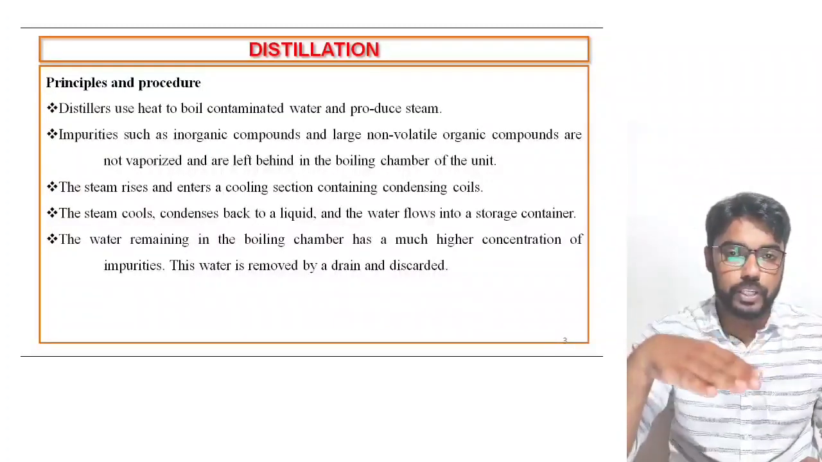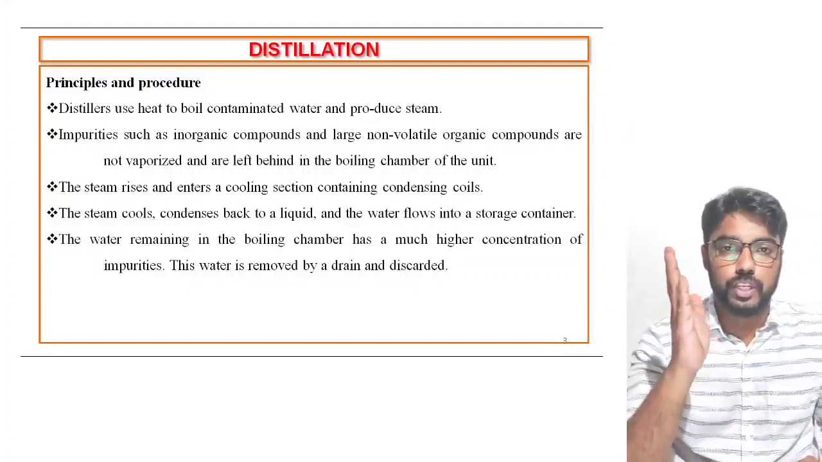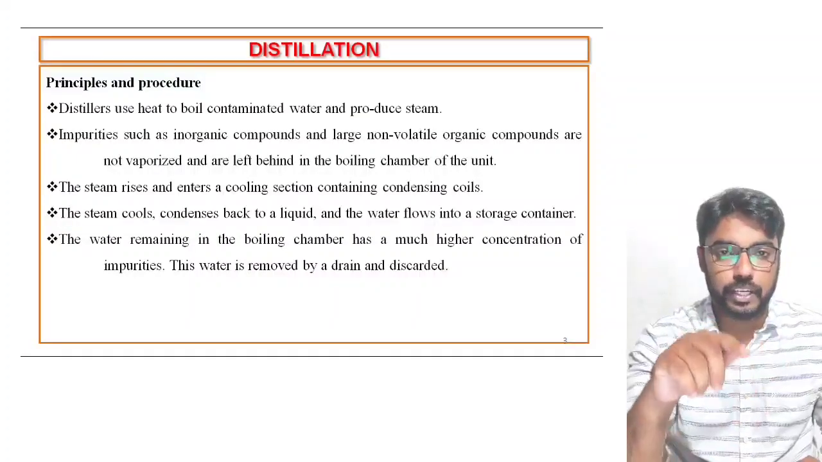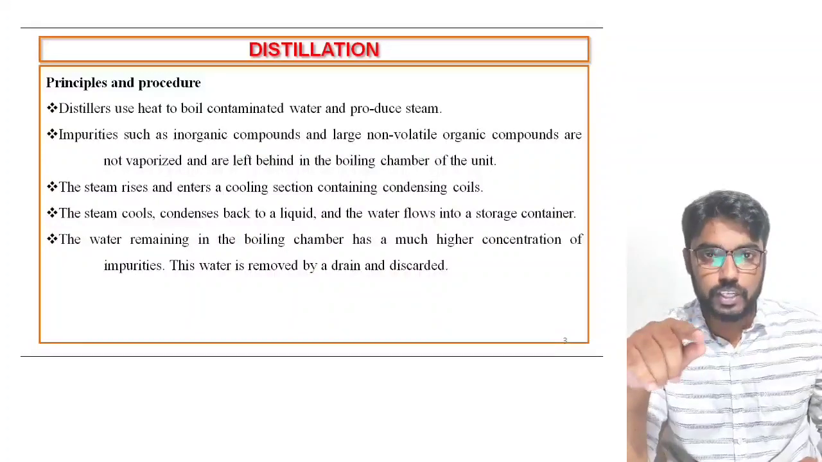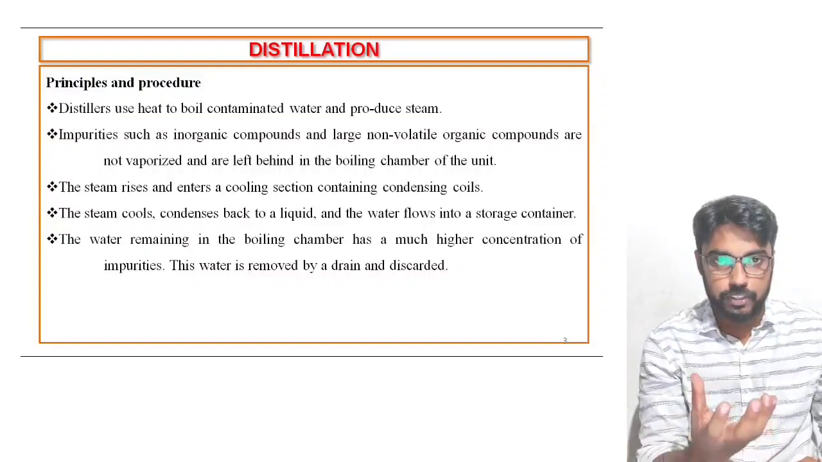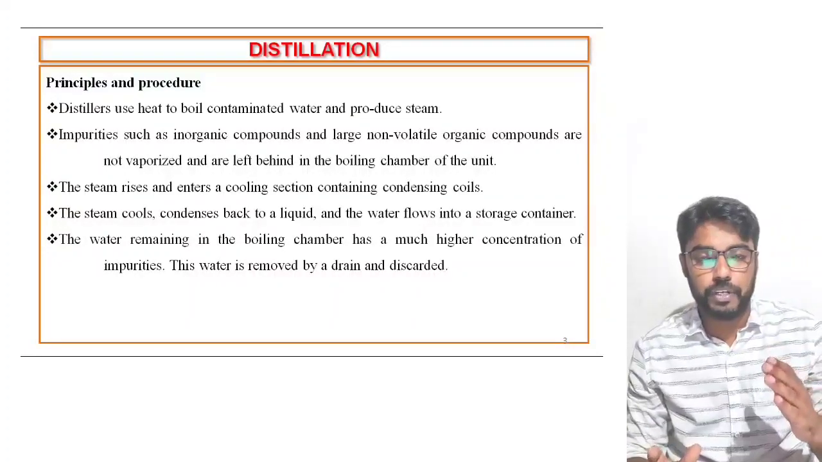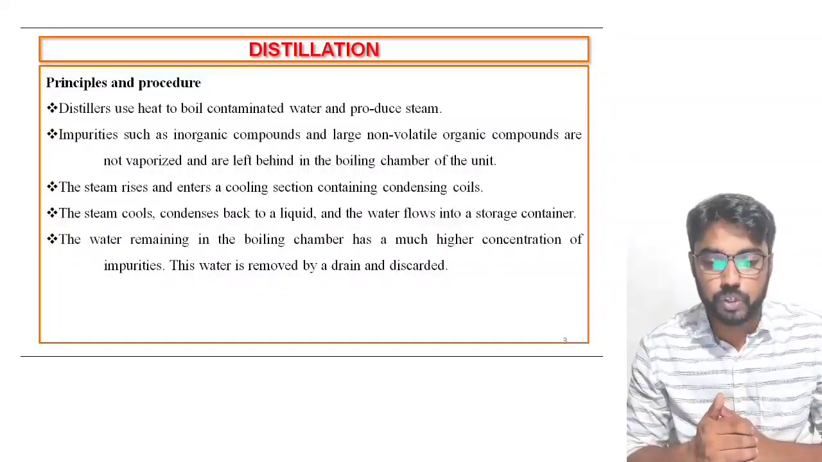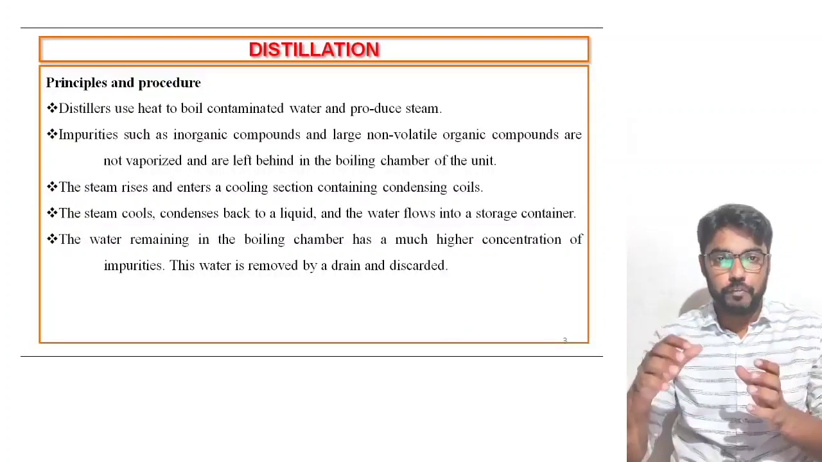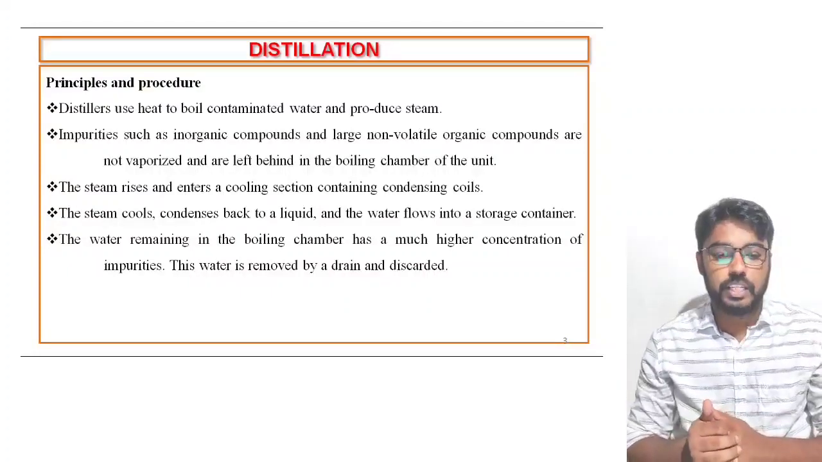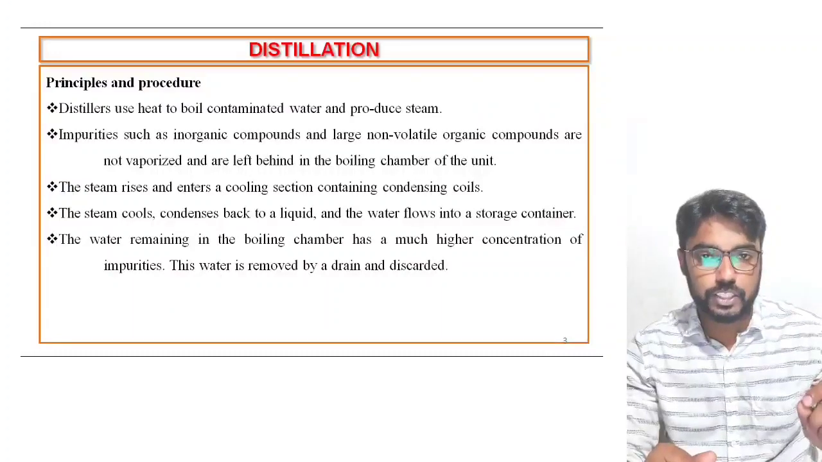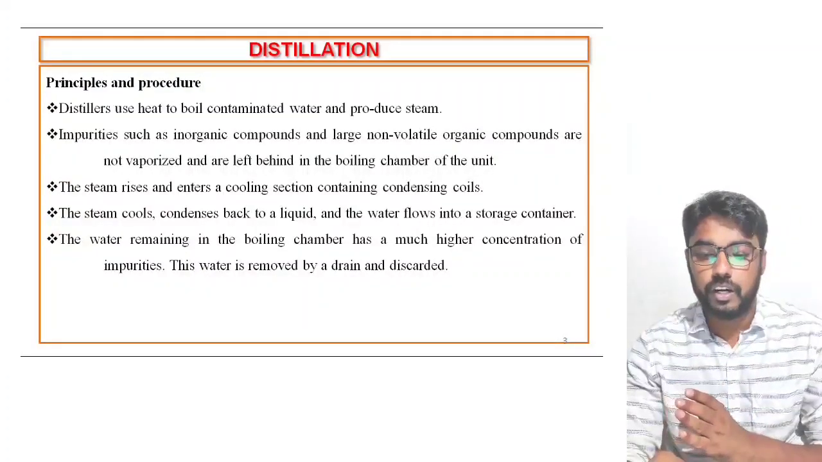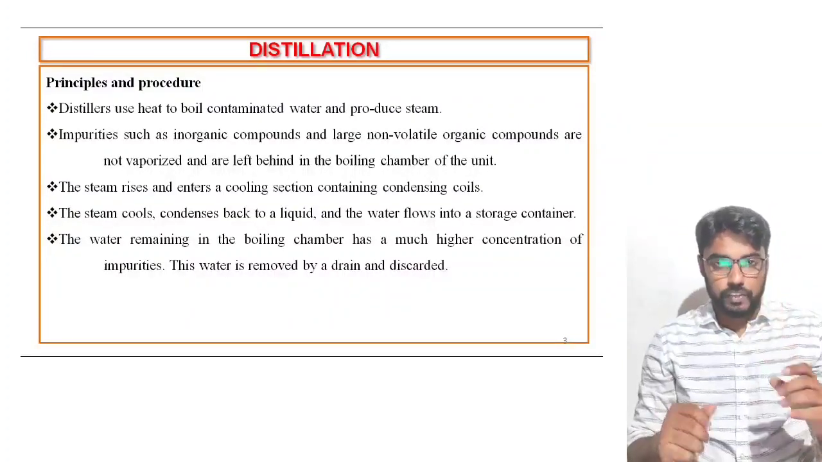The steam rises from the boiling chamber and enters the cooling section, which contains a condensing unit, and from there the steam will be condensed into pure water. That means the water will be evaporated from the heating chamber, the steam will rise and enter the cooling section containing the condensing coils, where the steam is condensed back into liquid, and the water flows into the container for collection of purified water. The water remaining in the boiling chamber will contain a high concentration of impurities, and this water will be drained and discarded.